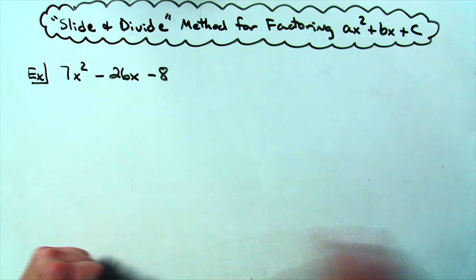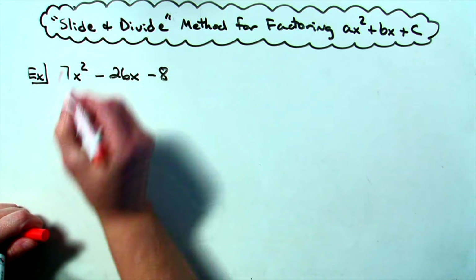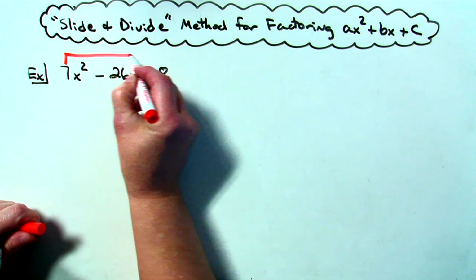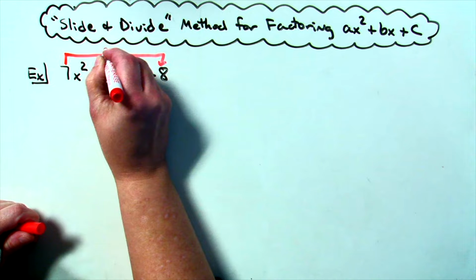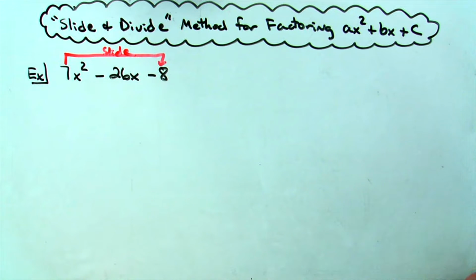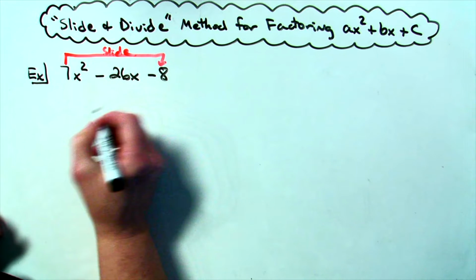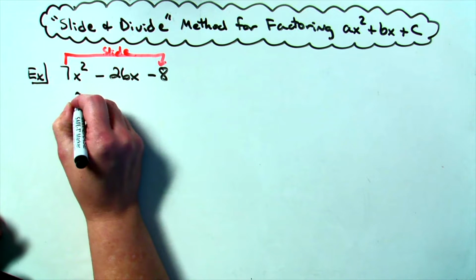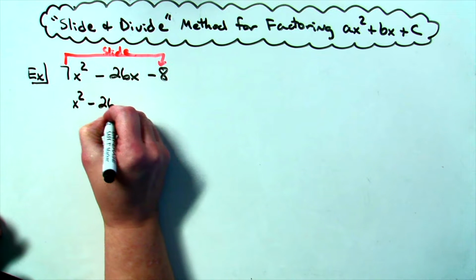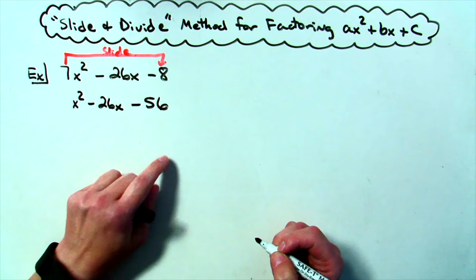Now for my first part, I am going to do the slide part of slide and divide. So I am going to take the 7 and slide it down to the 8, and I'm going to go 7 times 8 is 56. So then I will rewrite, since I've slid it down there, it's no longer in front: x squared minus 26x minus 56. I've slid it down there and multiplied 7 times 8.